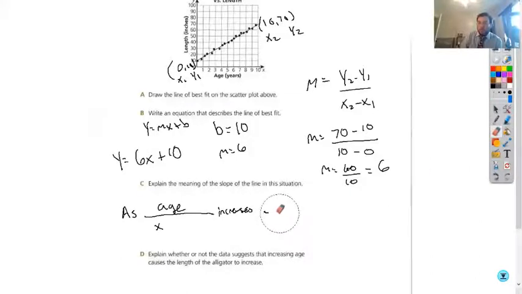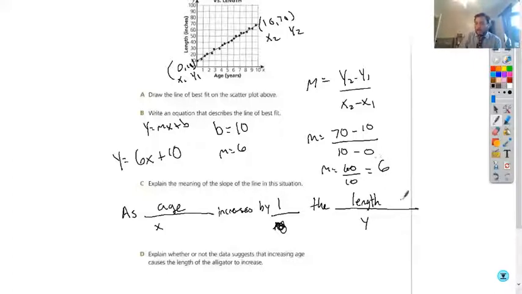Let's just erase this part. As age increases by 1, right? Then the blank, which is our y, increases by 1, which is not the m, but the rate, because we found this rate here. Then the length, and then in this case, increases by 6 inches. So as we go over 1 year, we also get 6 inches longer in general, based on this data.